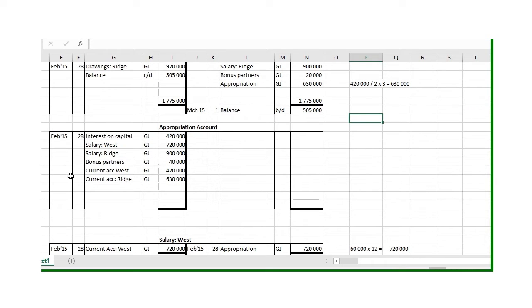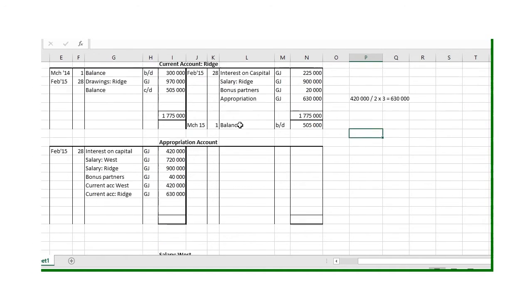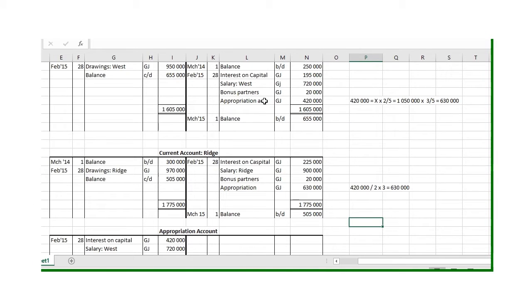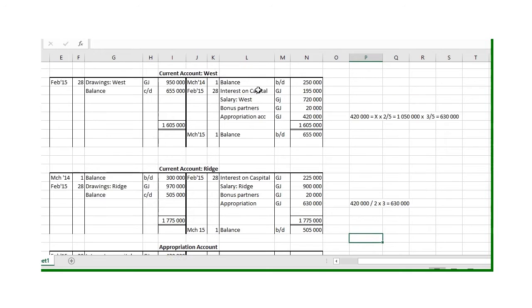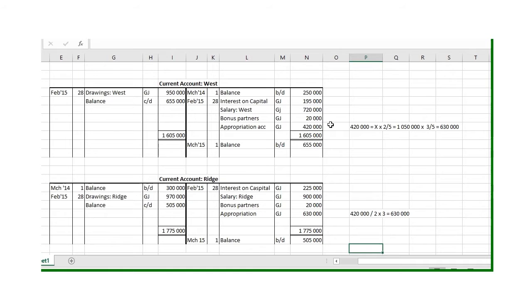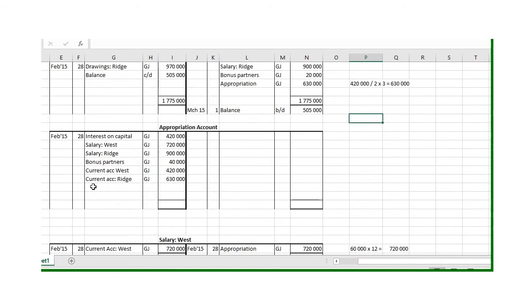So now we must just finalize the appropriation account. We must still do the opposite entries for those portions of the profit which we credited to their current accounts. So current account West, we credited 420,000. I've done that, 420 and 630. So I've got everything in here that should be making up the split of the profit.